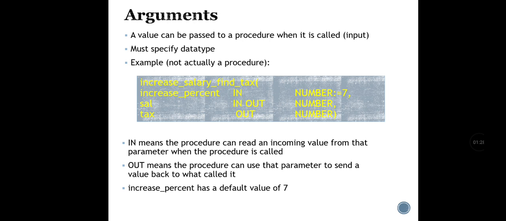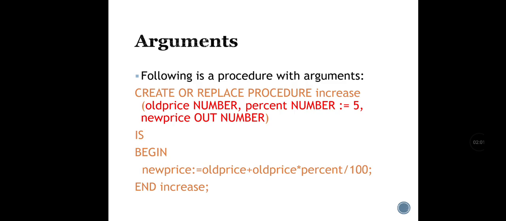Next, procedures contain arguments. An argument is a value that can be passed to a procedure when the procedure is called, and we can specify its data type. It consists of three modes: in, out, and in out. In means the procedure can read an incoming value from that parameter when the procedure is called. Out means the procedure can use that parameter to send a value back to what called it.